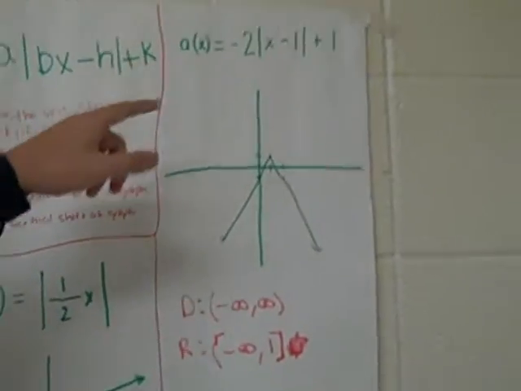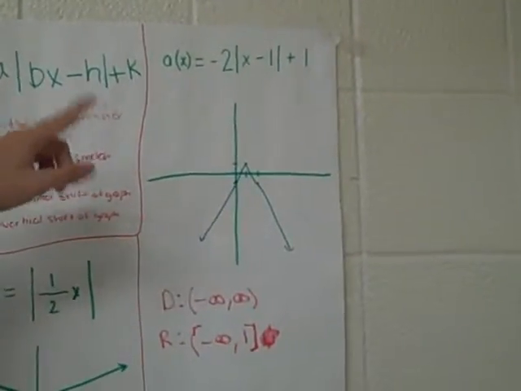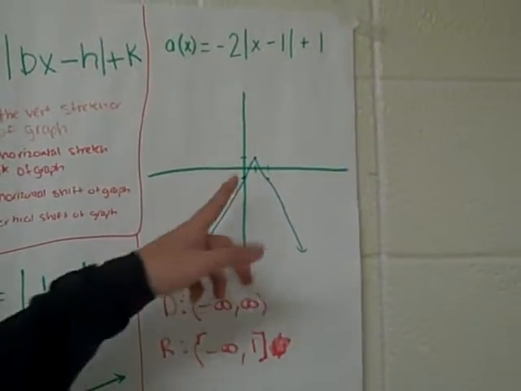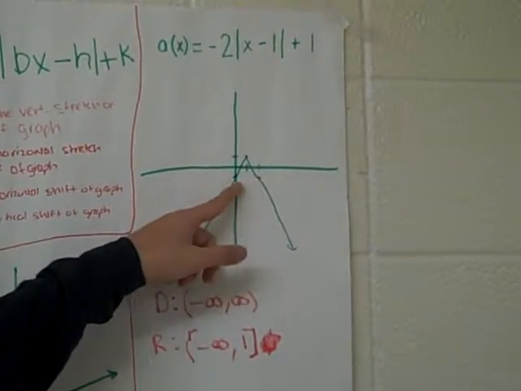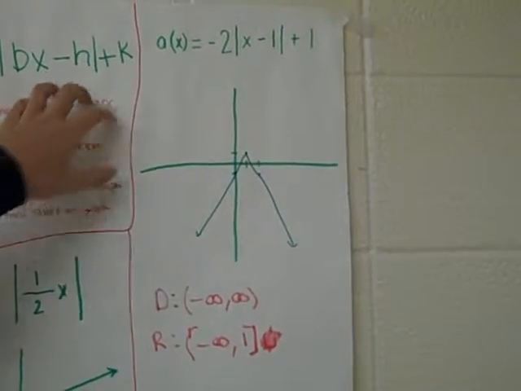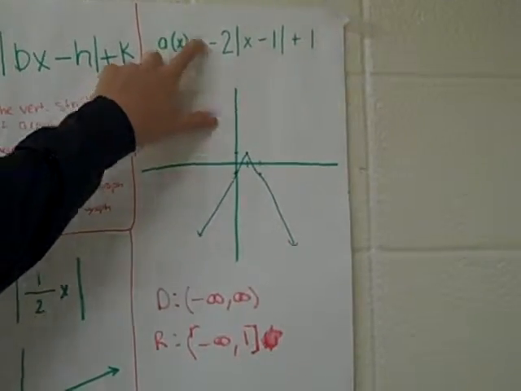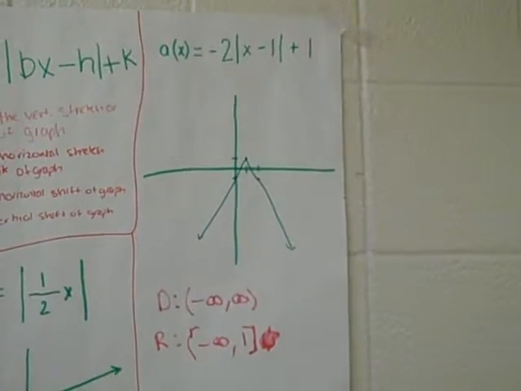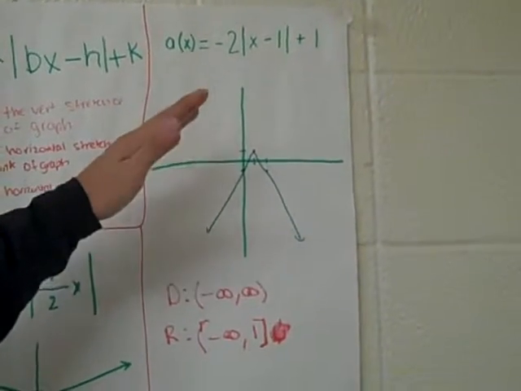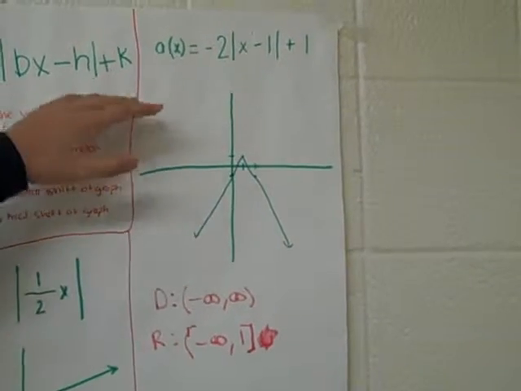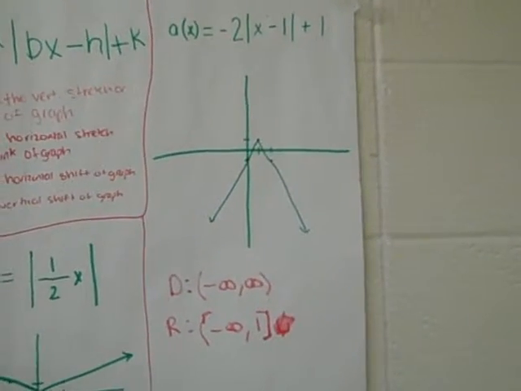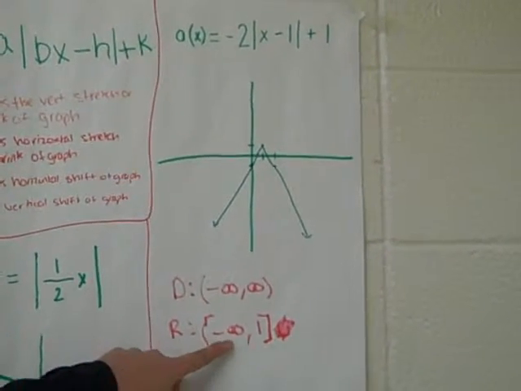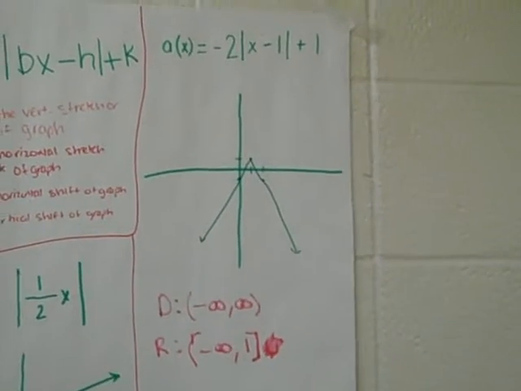Our next example is a of x equals negative 2 times the absolute value of x minus 1 plus 1. This graph has the vertex of negative 1, 1 right here, and the negative outside of the whole function makes it go the opposite way instead of the normal way. It will point down instead of up, and the range will be completely different. It would have the range be negative infinity to 1.